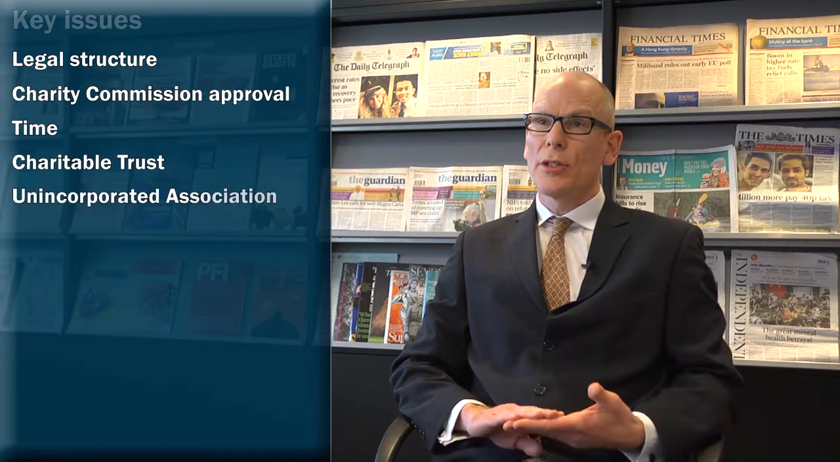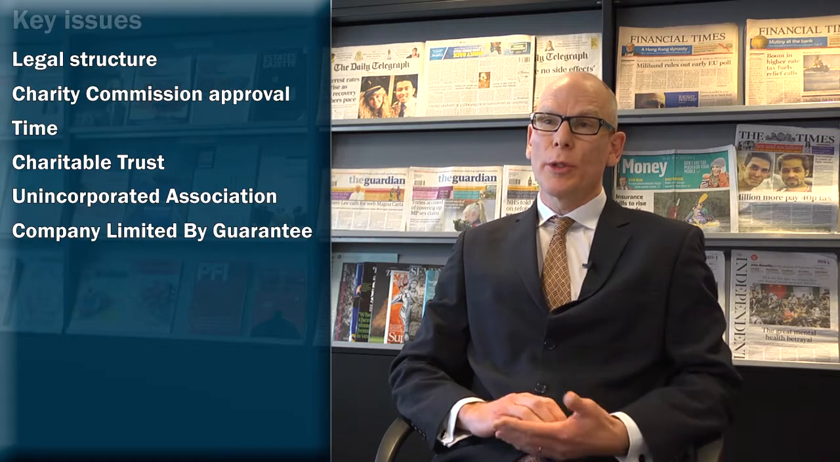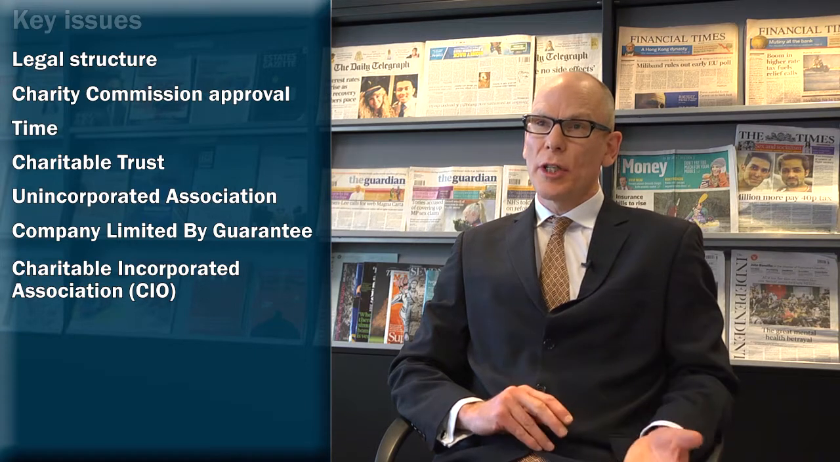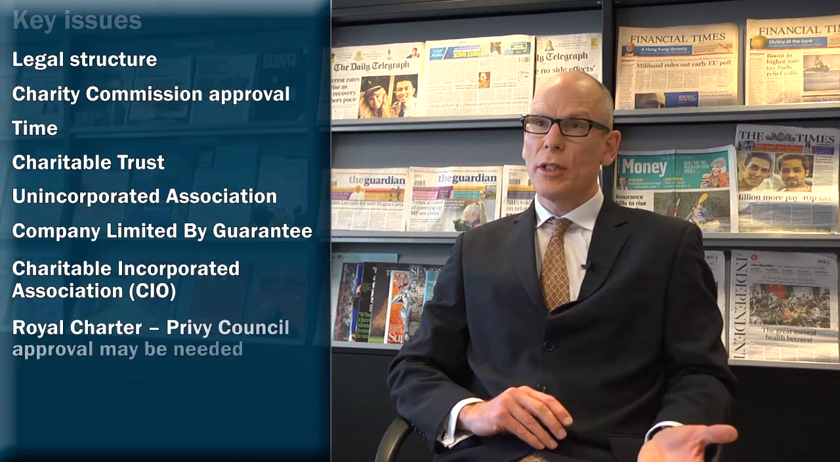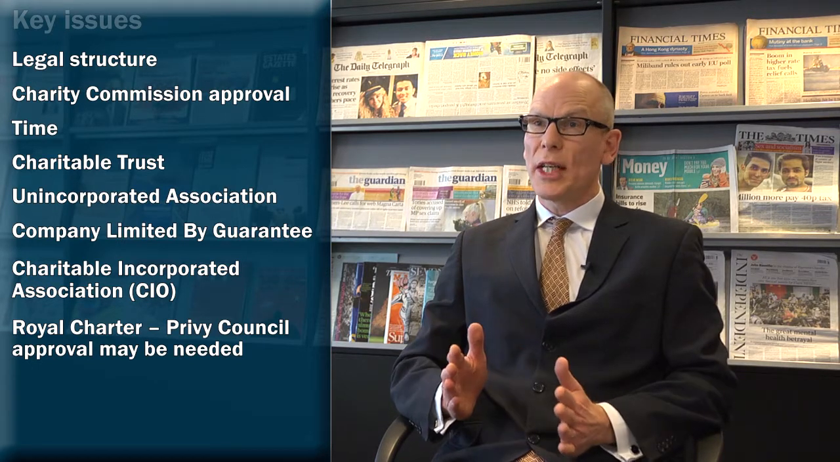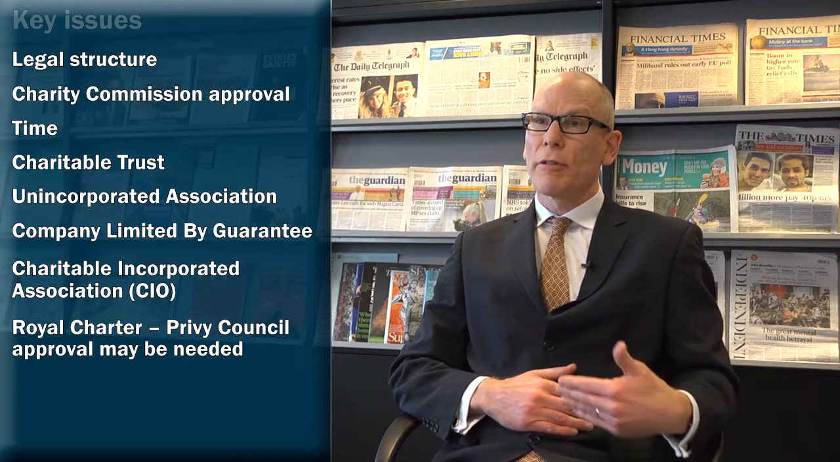And the main structures I'm going to be talking about are the Charitable Trust, Unincorporated Association, Charitable Company Limited by Guarantee, and the new Charitable Incorporated Organisation, or CIO. You may have a different legal structure, possibly a Royal Charter organisation, in which case you would need to go through different procedures, possibly involving Privy Council approval. So I'm not going to focus on those less common structures today. I'm just going to focus on the main four which I mentioned.